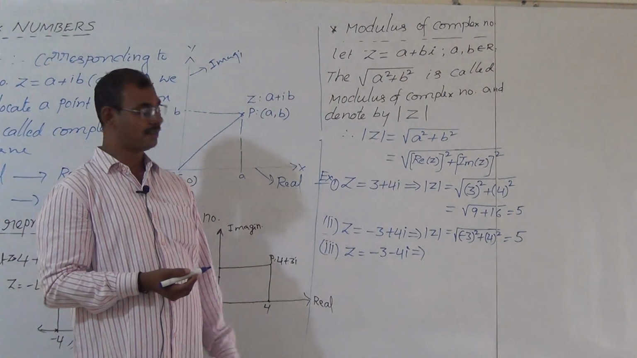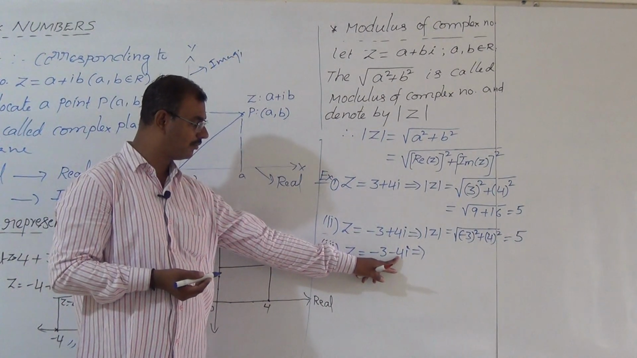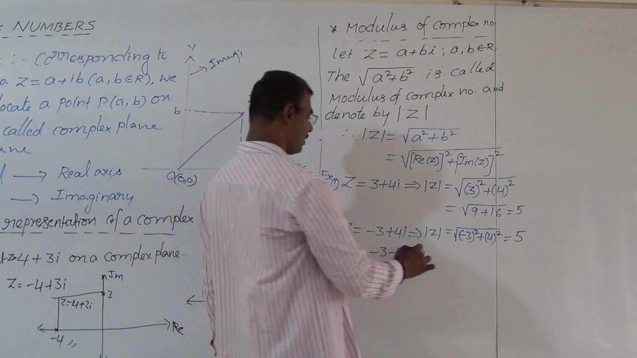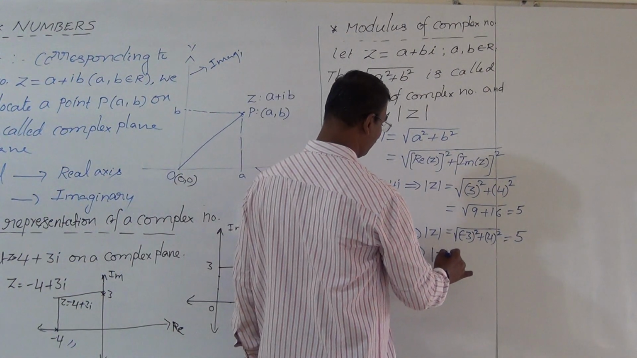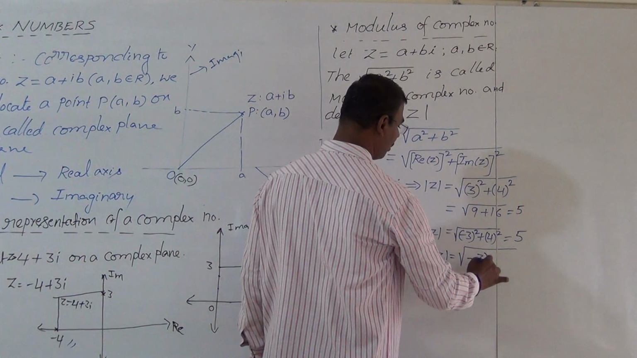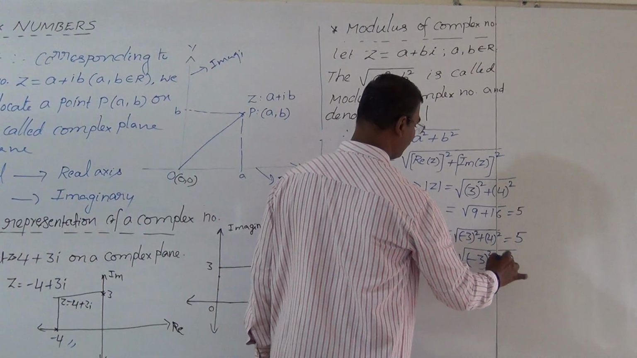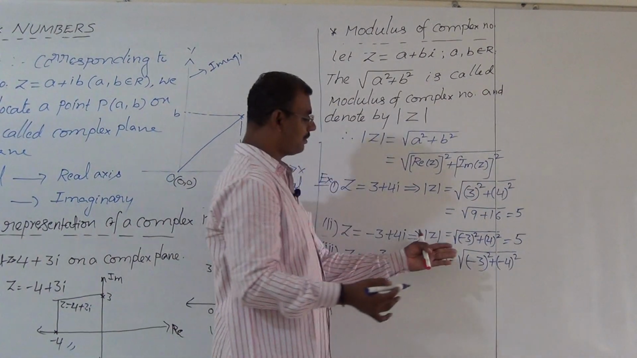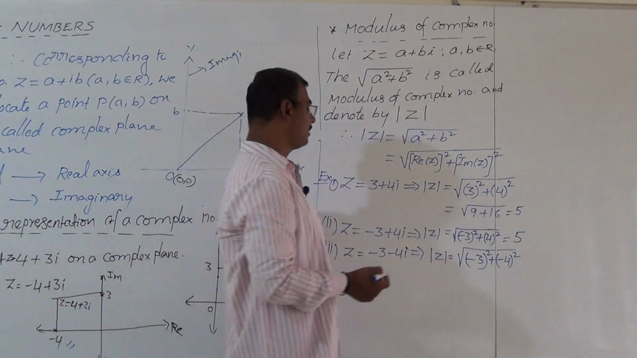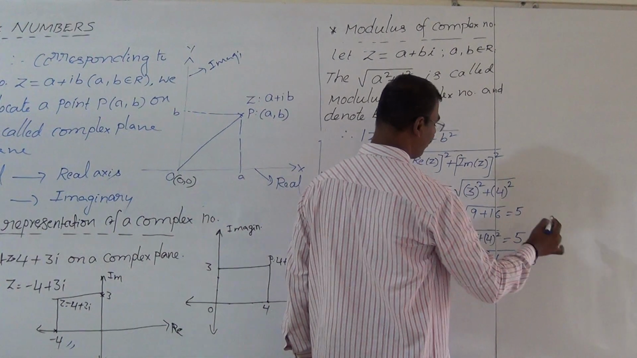What is the real part? Minus 3. What is the imaginary part? Minus 4. With sign compulsory, coefficient minus 4. So mod of z is equal to root over (minus 3) whole square plus (minus 4) whole square. Minus becomes plus because of even power. Hence square root of 9 plus 16 becomes 5.